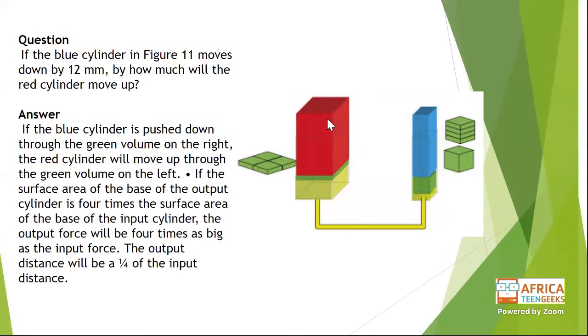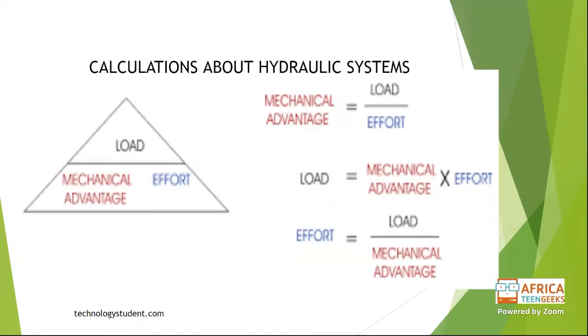Now, I want us to understand the calculations. This is a guide. Please take a shot of this if you need to. Calculations about hydraulic systems. These are the formulae that we use when we do calculations about our hydraulic systems. Mechanical advantage, we all know, is load over effort. But this part here will always help you to remember. Just assume that there's a multiplication sign here. Load will equal mechanical advantage times effort. Effort will be load over mechanical advantage.